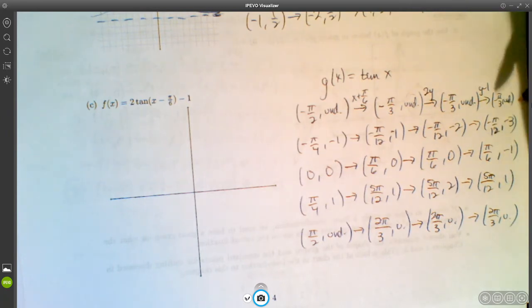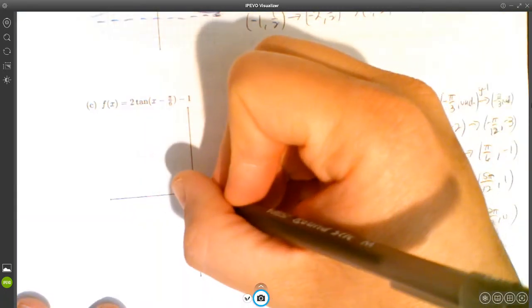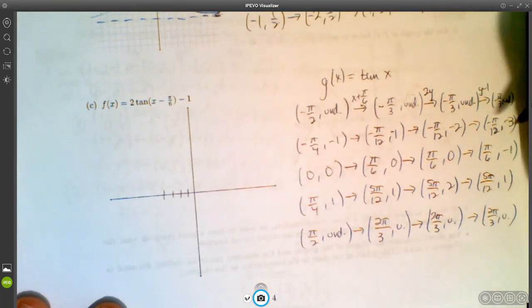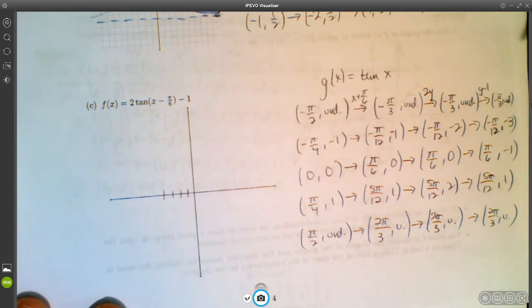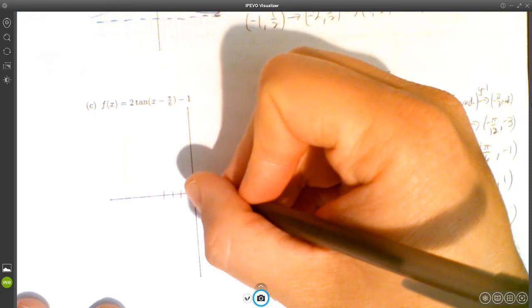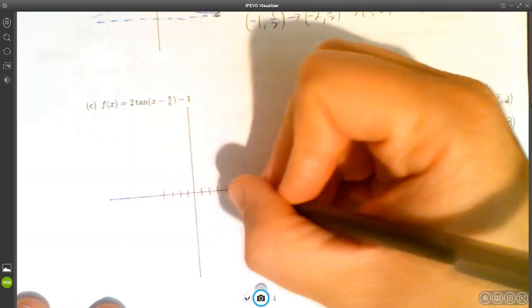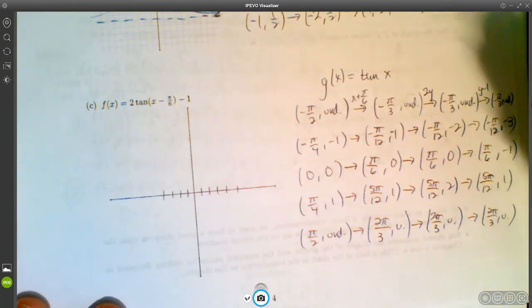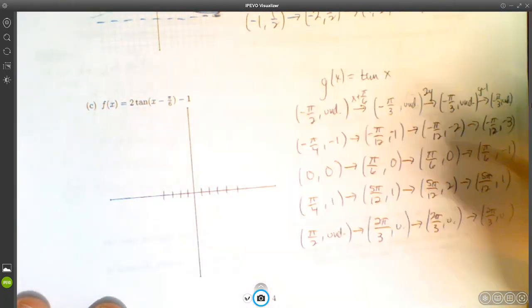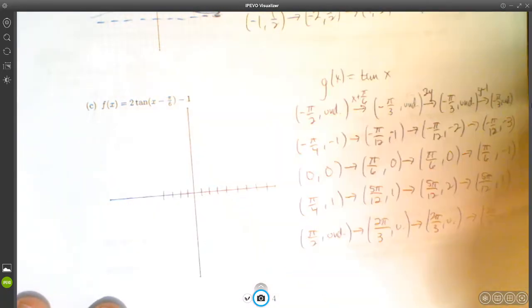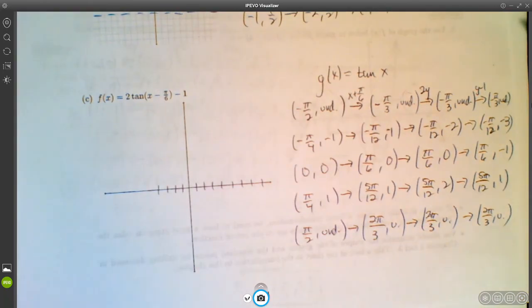So I think I'll mark out increments of pi over 12, right? So there's negative pi over 12, 2 pi over 12, 3 pi over 12, 4 pi over 12, which is the same as negative pi over 3, right? And then on this side, I've got positive pi over 12, 2 pi over 12, which is the same as pi over 6, 3 pi over 12, 4 pi over 12, 5 pi over 12. And then how far do I need to go? I need to go to 8 pi over 12, so it's 5, 6, 7, 8 pi over 12. So I've marked out these pi over 12s, right?